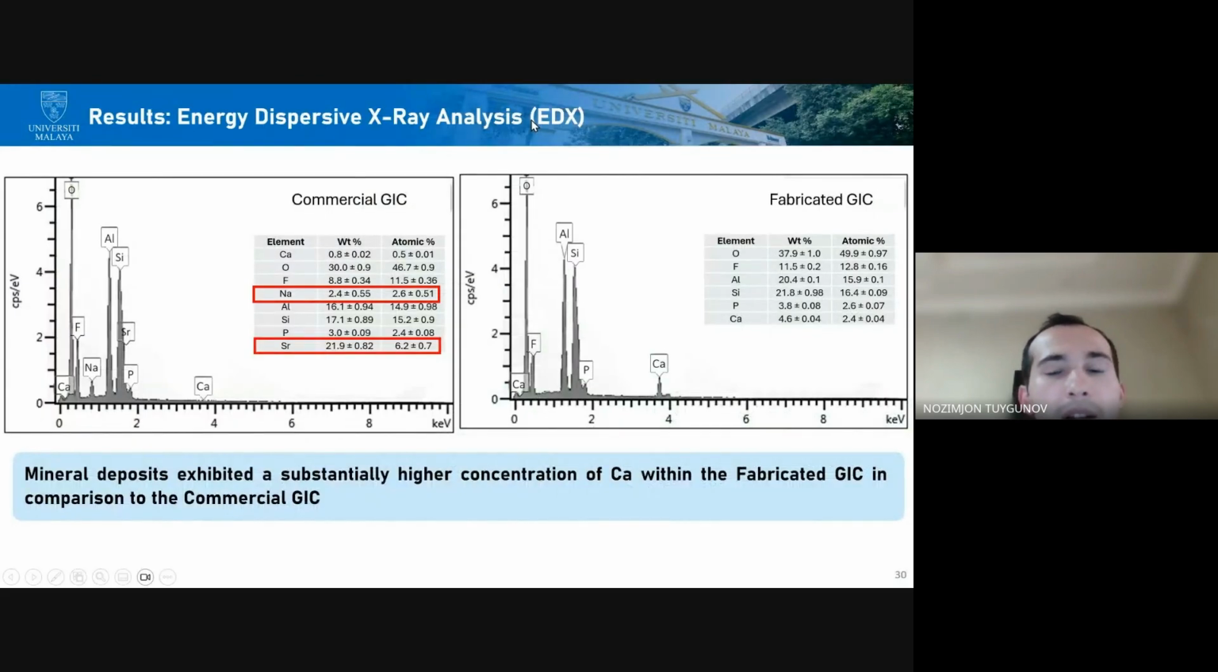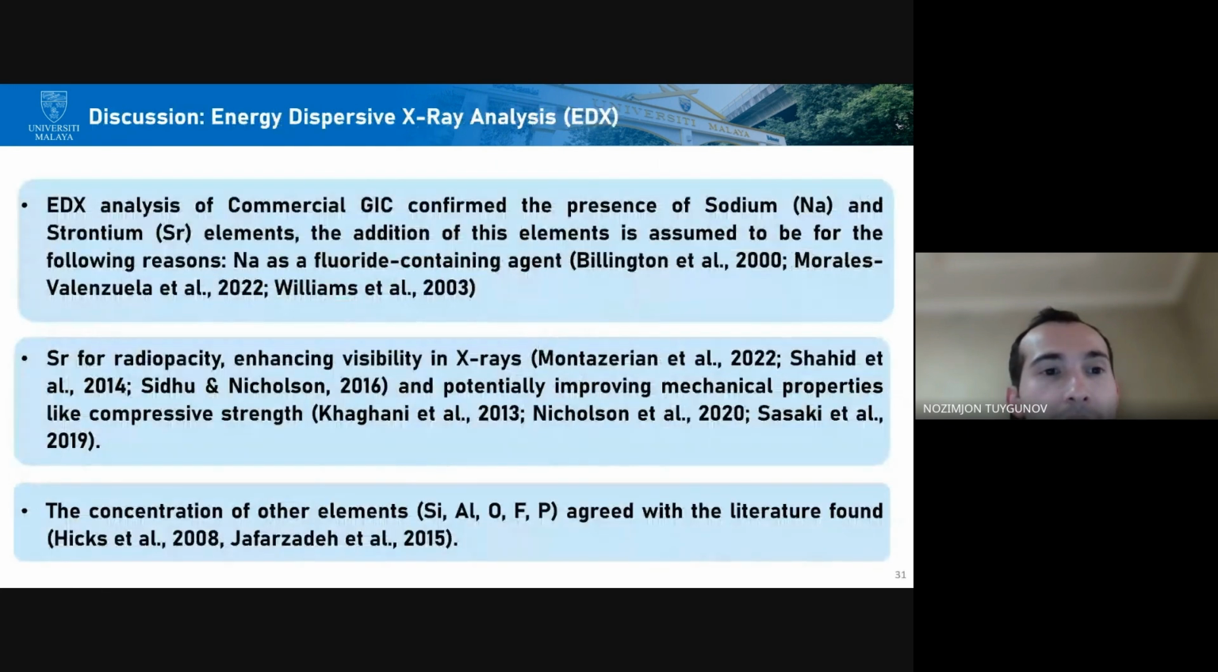Here we can see the chemical composition of our commercially available product and our synthesized glass ionomer cement. I think the main difference we had, and it might be one of the limitations of our study, is that in our fabricated glass ionomer cement there are no heavy metals, which makes our material less radiopaque. In the commercially available product, we can see that strontium, a heavy metal, has been incorporated to increase the radiopacity of the material.